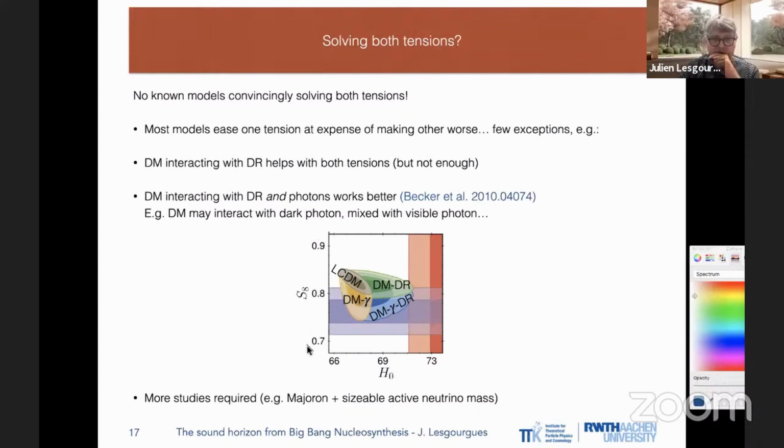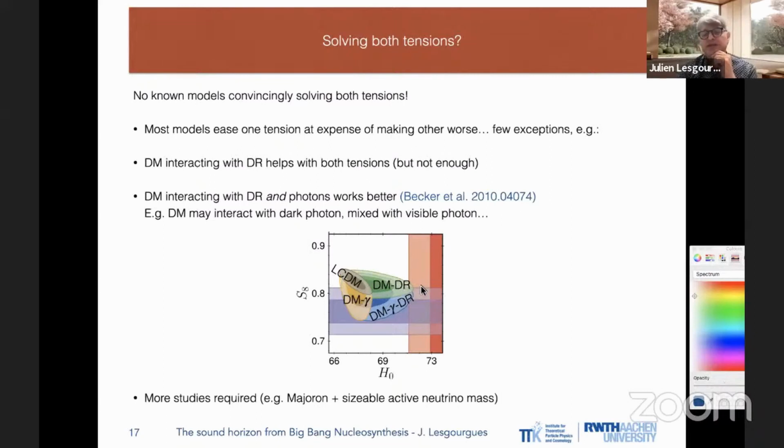So here you have the values of S8, and the purple band is what weak lensing data would like. Here you have the value of H0, and the red band is what the Hubble SH0ES would like. The lambda CDM model is here. And if you assume a small interaction between dark matter and dark radiation, caused, for instance, by a dark gauge interaction in the dark sector, then you see that you can have at the same time significantly larger H0 and a slightly smaller S8.